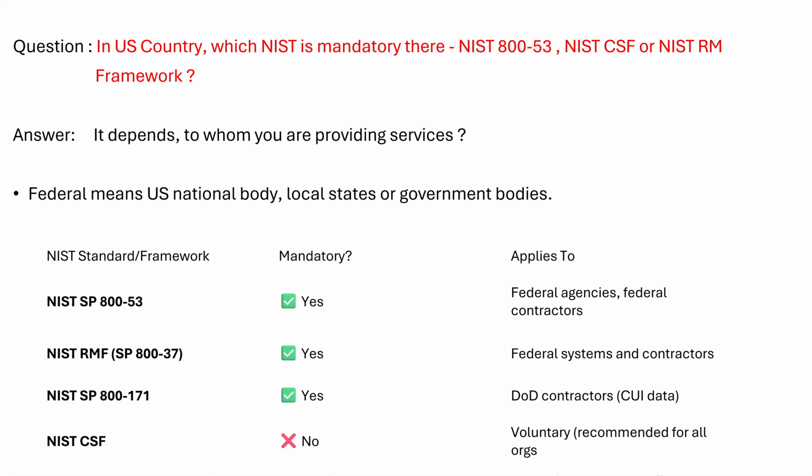Let's come to the next question. In the US, which NIST is mandatory? Is it NIST 853, CSF or RMF? It completely depends on whom you are providing the services to. 853 is mandatory and applies to federal agencies and contractors. NIST RMF is also mandated for those providing services to federal systems and contractors. NIST 800-171 is also mandatory, but the cyber security framework is not mandated. It is voluntary for the organization whether they opt for it or not.